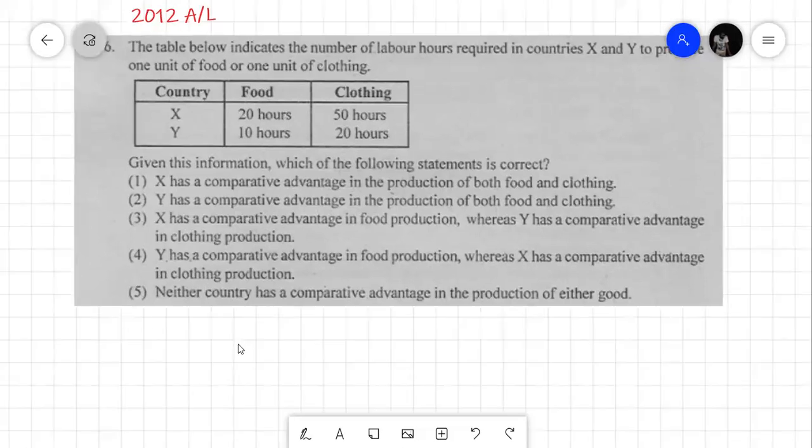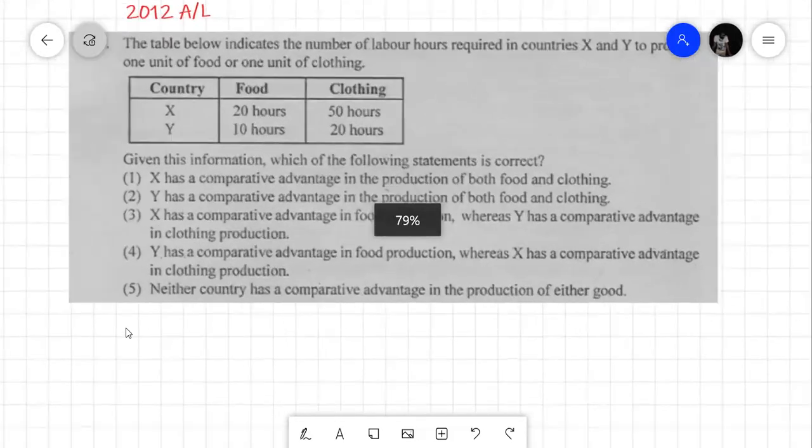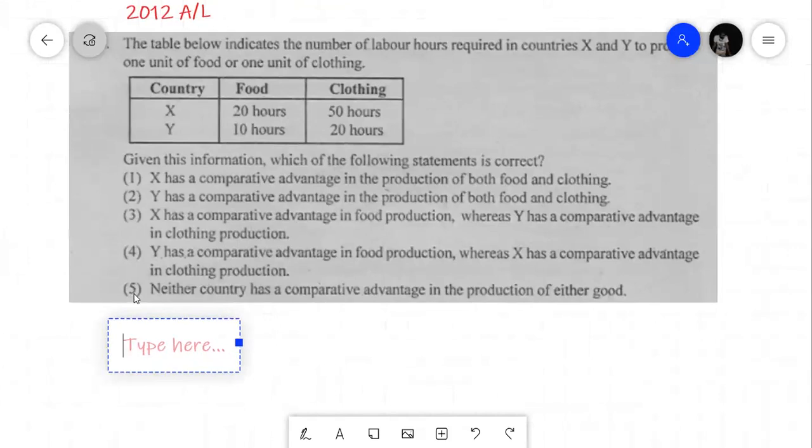Now they have given us labor hours. If it is labor hours, how do we find absolute advantage? Which country uses the lesser amount of labor, right? Whichever country uses less labor has the absolute advantage. So tell me, for food, who uses the lesser amount of labor? Country X is using 20 hours, country Y is using 10 hours.